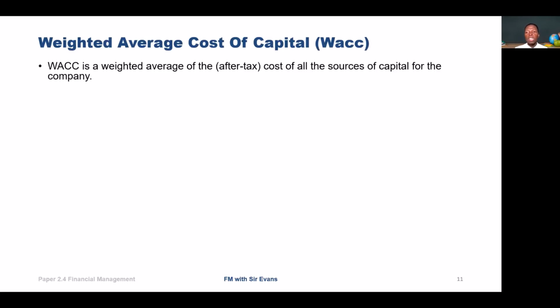So what is the weighted average of the after-tax cost of all sources of capital? You would remember from the beginning that we were going to find the cost of capital for each specific source of capital and then the overall cost of capital. So this is the overall cost of capital. So we look for all the various sources of capital to the entity. We find them, then we use them to find the overall cost of capital.